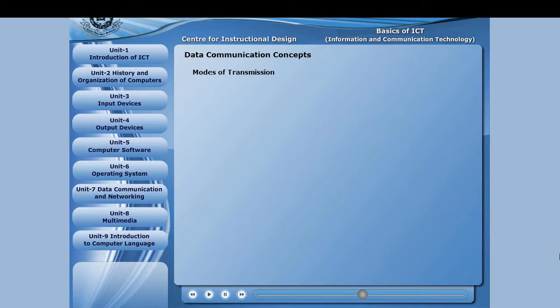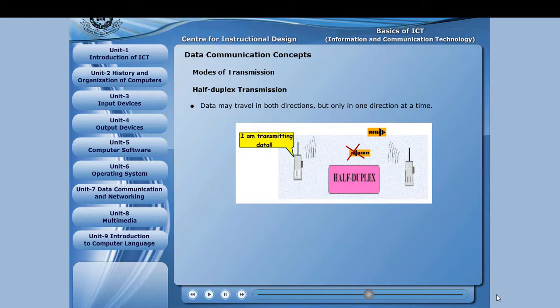Half-duplex transmission. In this mode, data may travel in both directions, but only in one direction at a time. If a station is transmitting data, it cannot receive data from other station at the same time. Some form of protocol is therefore necessary to ensure that one station is in transmitting mode and the other is in receiving mode at one time.